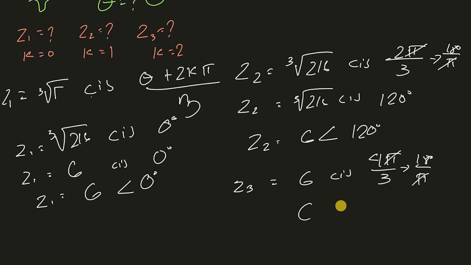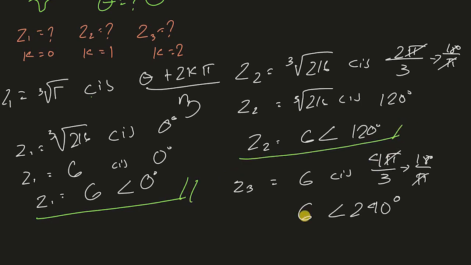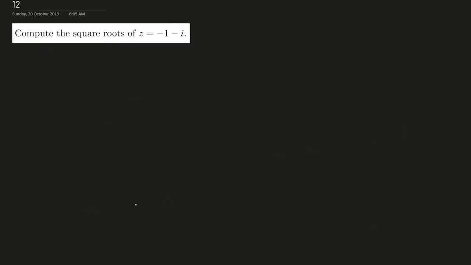So, my final answer would be 6 angle 240 degrees. 180 times 4 divided by 3. Yes, tama, 240. So, the values of my Z sub 1 are our final answers. The roots are this and this in polar form. Alright? Next problem. Next problem natin is to compute for the square roots of Z.